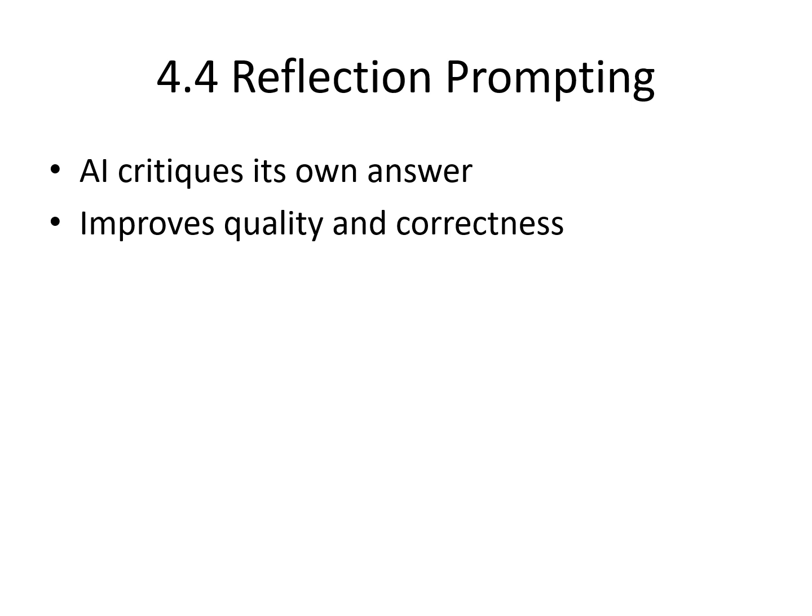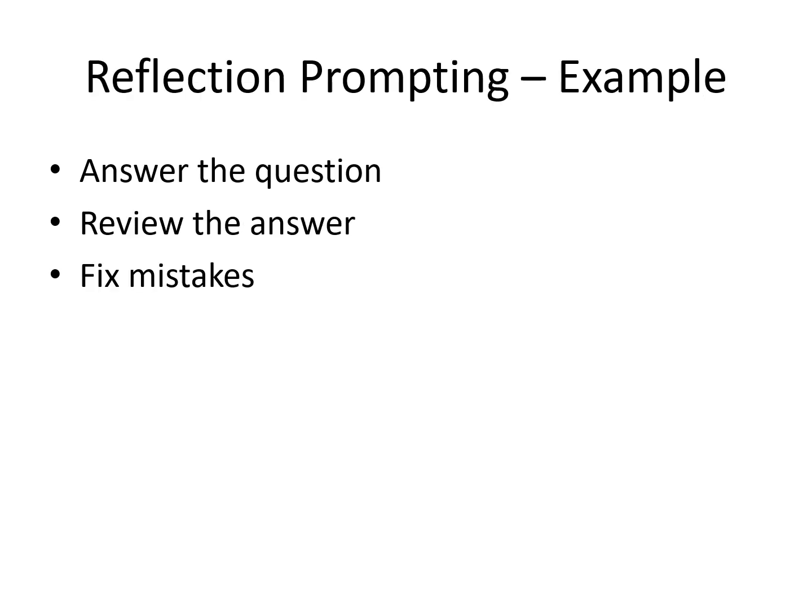Now we will talk about reflection prompting. Reflection prompting asks the AI to review and critique its own answer. The model first responds, then checks for mistakes, gaps or improvements. This leads to higher quality and more accurate outputs. We can understand this by an example: the AI answers a question and then reflects on its response. If any errors are found, they are corrected. This technique is excellent for writing, learning, and verification tasks.